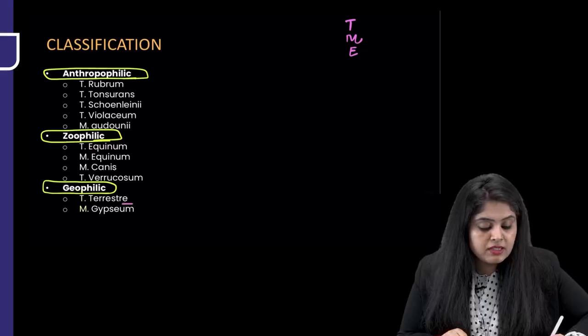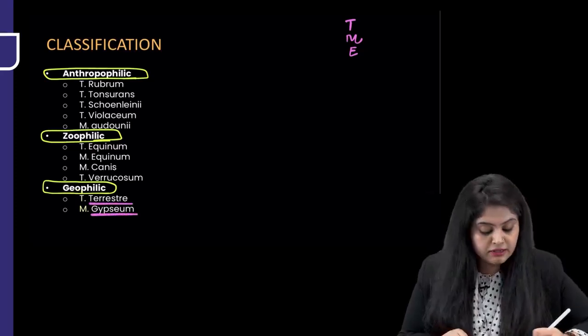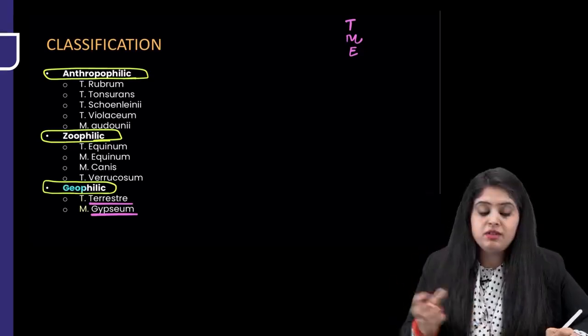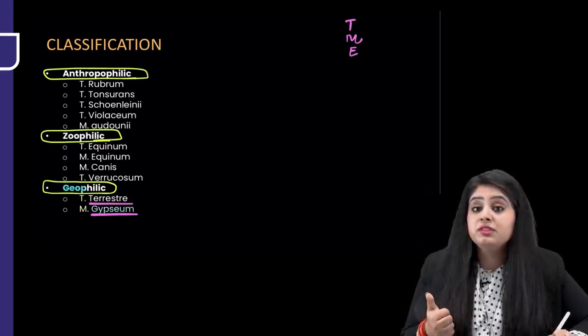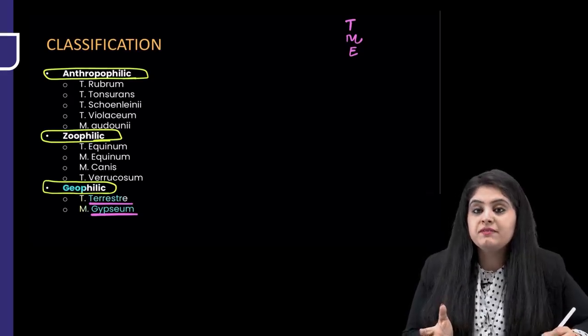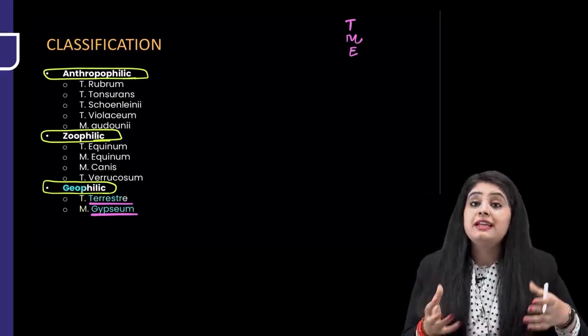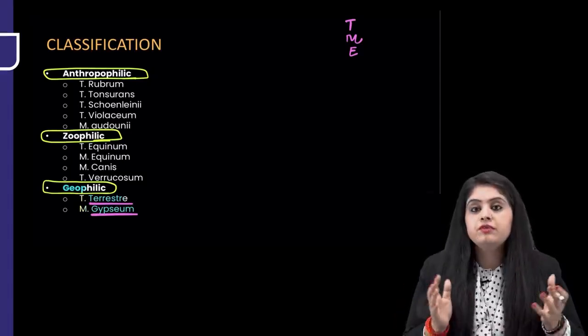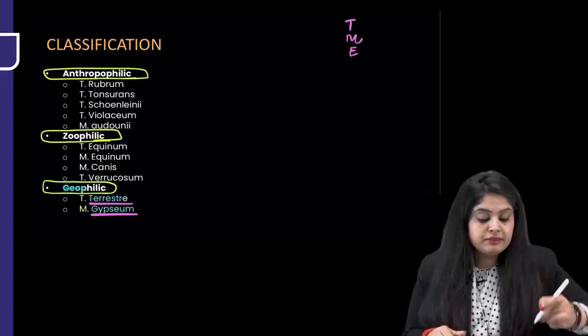See, Trichophyton terrestre, Trichophyton gypseum, these are geophilic. How do I learn this? Geo reminds me of geography. What is in the environment? Gypsum is in the environment. Terrestrial is also to do with the geography and the environment, nature. So terrestrial, extraterrestrial, gypsum, all these are things to do with geography and environment. So I put them under geophilic.